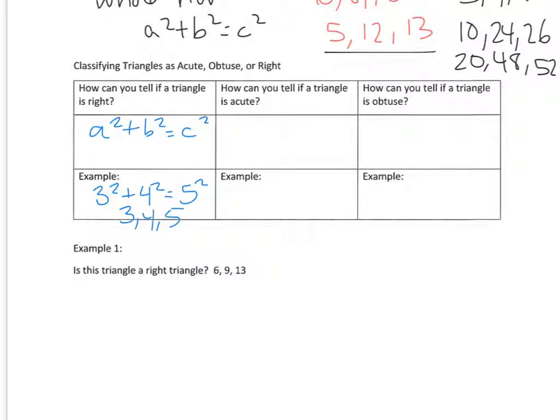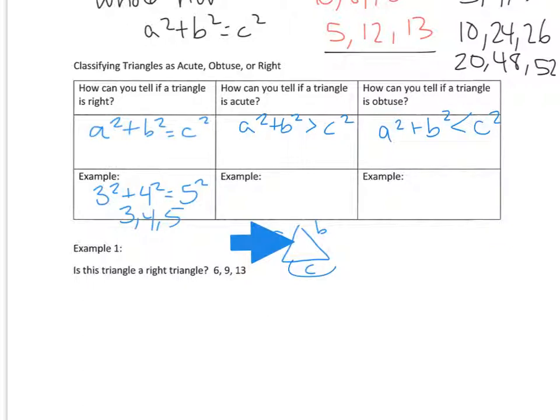How can you tell if a triangle is acute? If you think about an acute triangle, let this be A, let this be B, let this be C. In order for this to make a right triangle, you'd almost have to stretch out that side. So the rule is a squared plus b squared is going to be greater than c squared. C is short. And if it's obtuse, a squared plus b squared has to be less than c squared. C squared is longer.